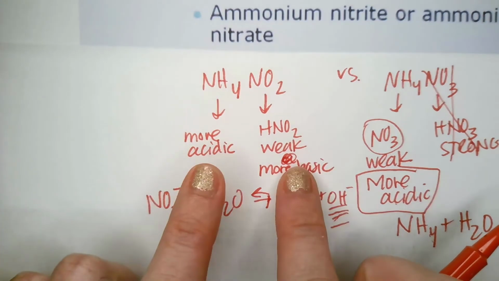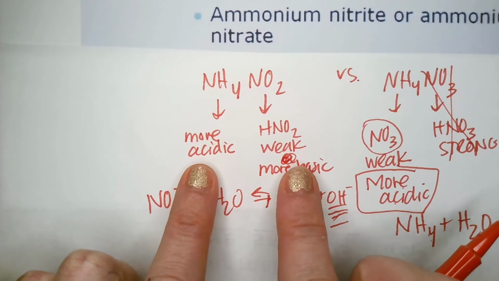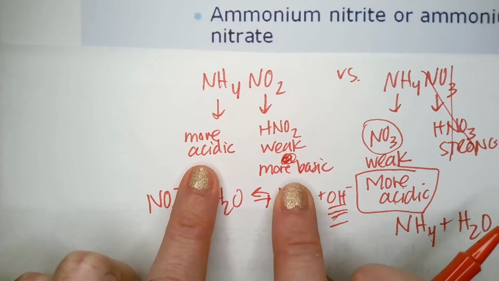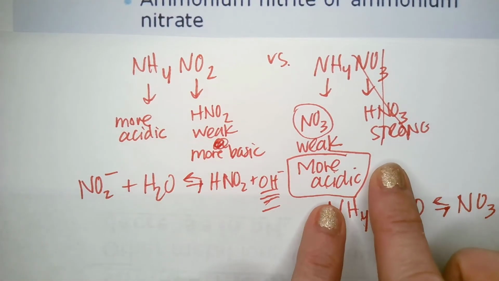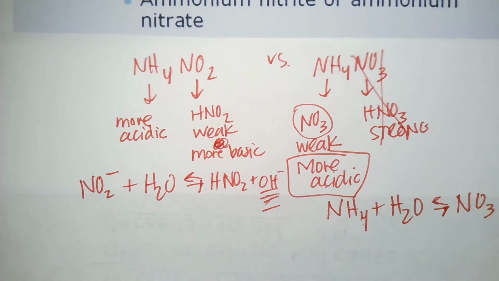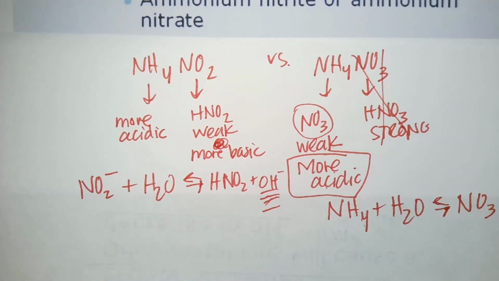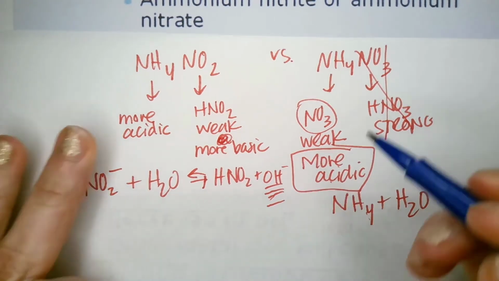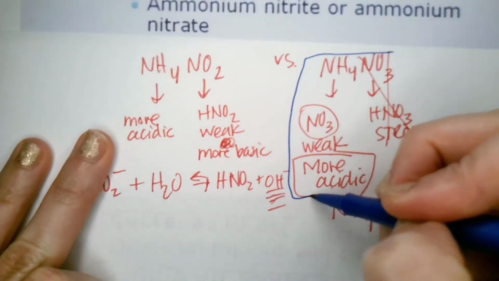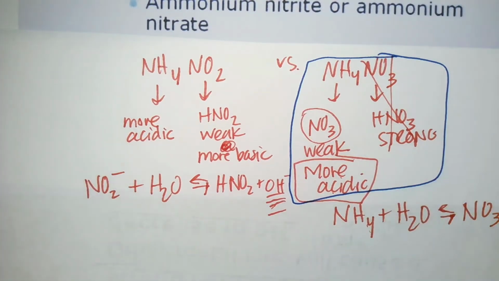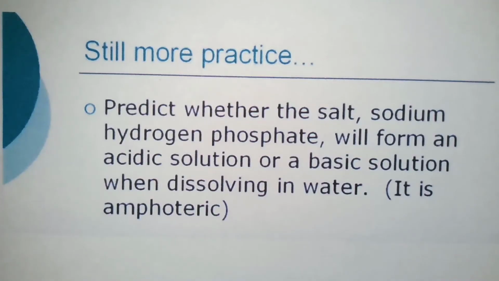So this is interesting because this will make it more acidic, this will make it more basic. It's almost like they're counteracting each other. I'm not going to say that it's going to be neutral, but when I have this compound that's purely making it more acidic, and we're asked which one of these is going to be more acidic, our ammonium nitrate will, for sure.